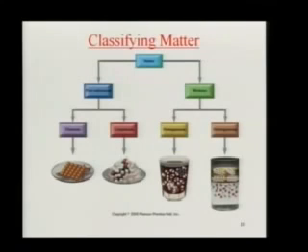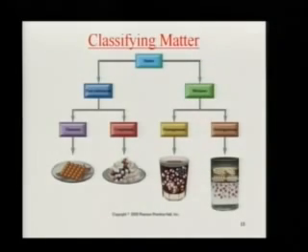However, both of these are still pure because the functional units present that make up the sample are individual units of glucose, for example, and individual atoms of copper here. So this is a compound. This is an element, but both of them are pure substances.